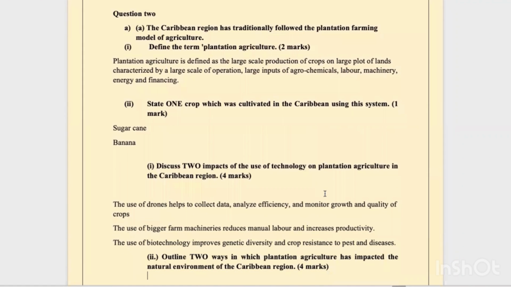All right, moving on to question 2. The Caribbean region has traditionally followed the plantation farming model of agriculture.